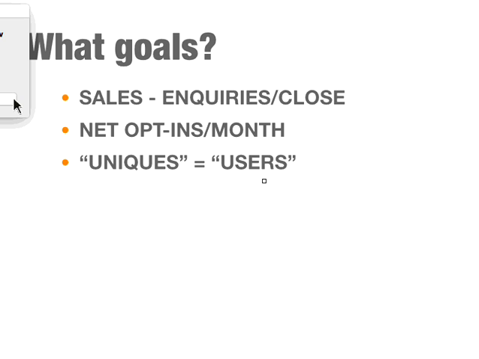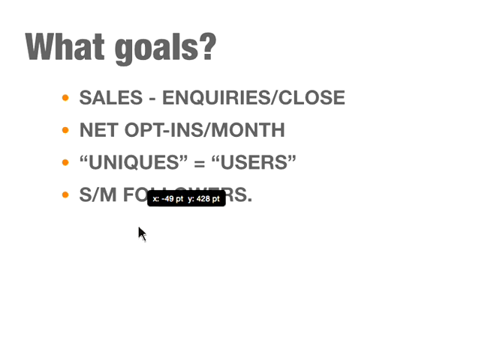The other number to be looking at is your uniques or your users. Uniques and users are the same thing. Those are the individual unique people that have come to your site. Some people call them uniques, other people call them users, and that's provided for you in your Google Analytics report, which I'll show you in just a minute.